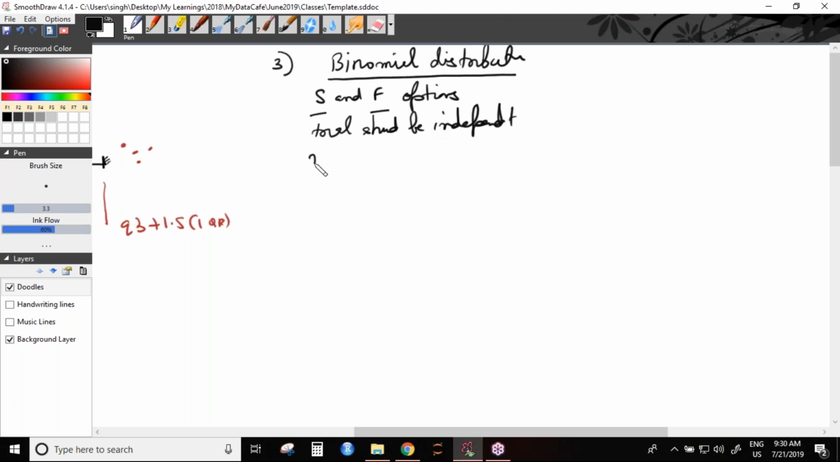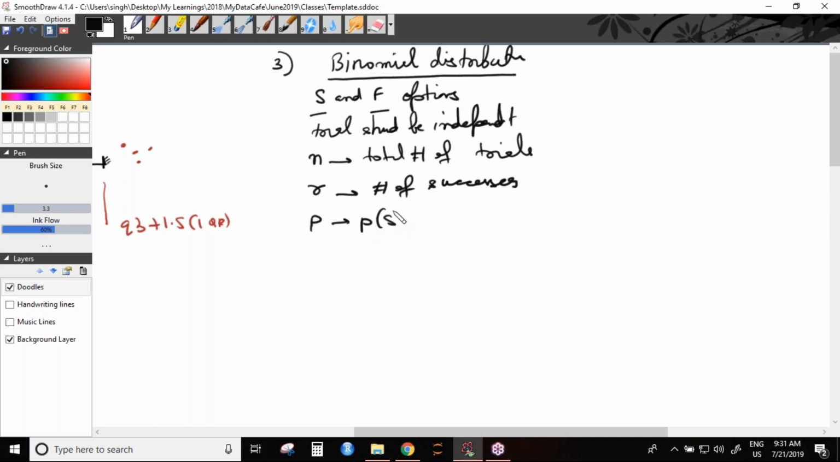And then we saw, if n is the total number of trials, and r is the number of successes, and p is the probability of success for one trial, then the binomial distribution tells us that if you need to know the probability of r successes in n total trials, the formula is nCr, p to the power r, then (1 minus p) to the power n minus r. So this is the formula to calculate.